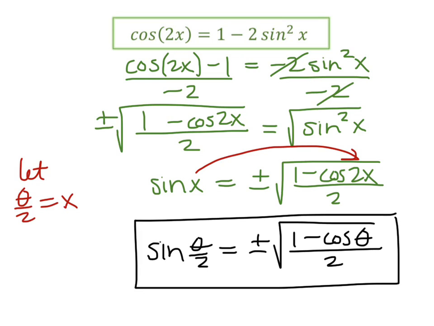So here we derive the half angle identity for sine. Sine of a half angle equals plus or minus the square root of 1 minus cosine of that angle doubled all over 2.